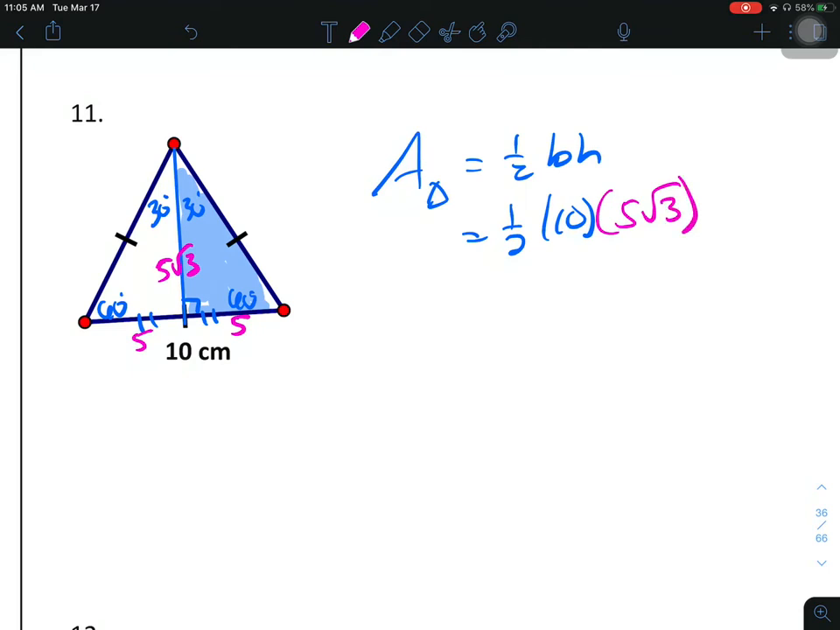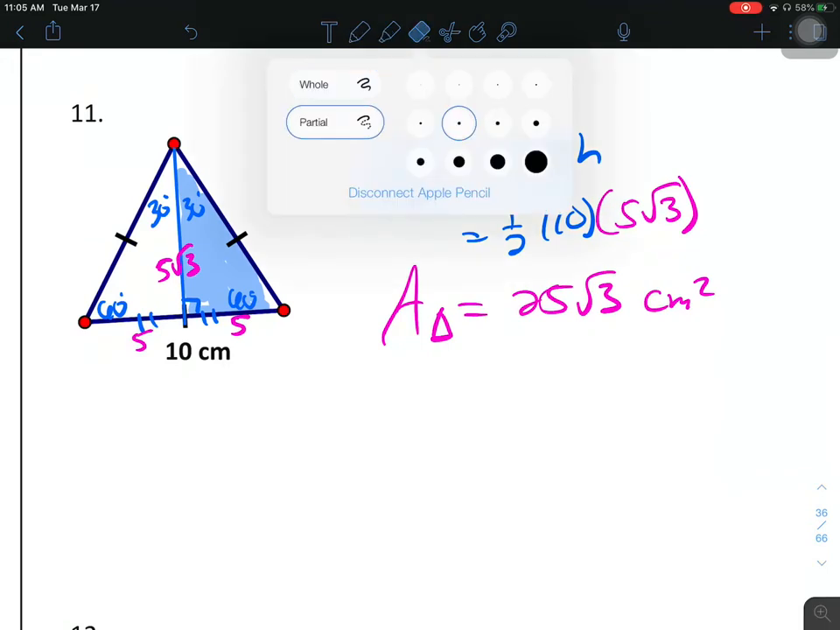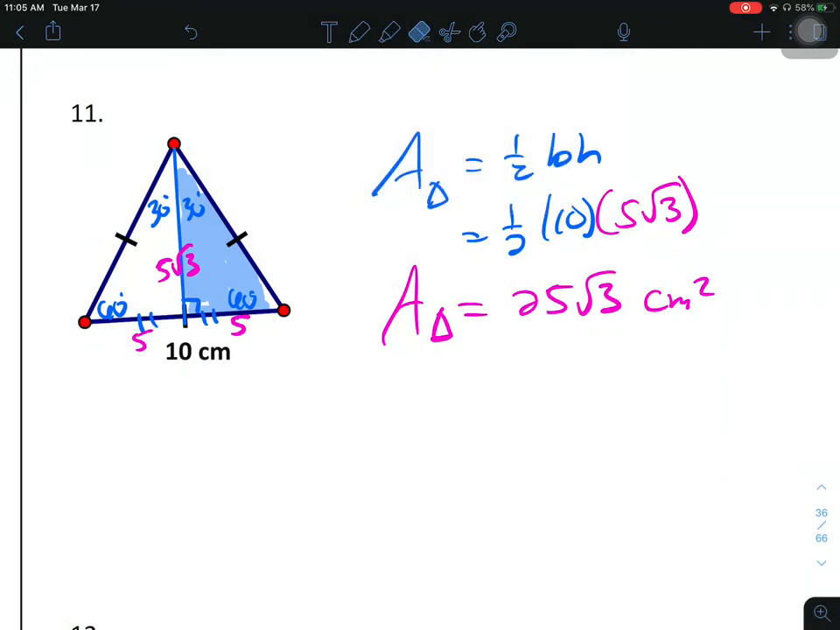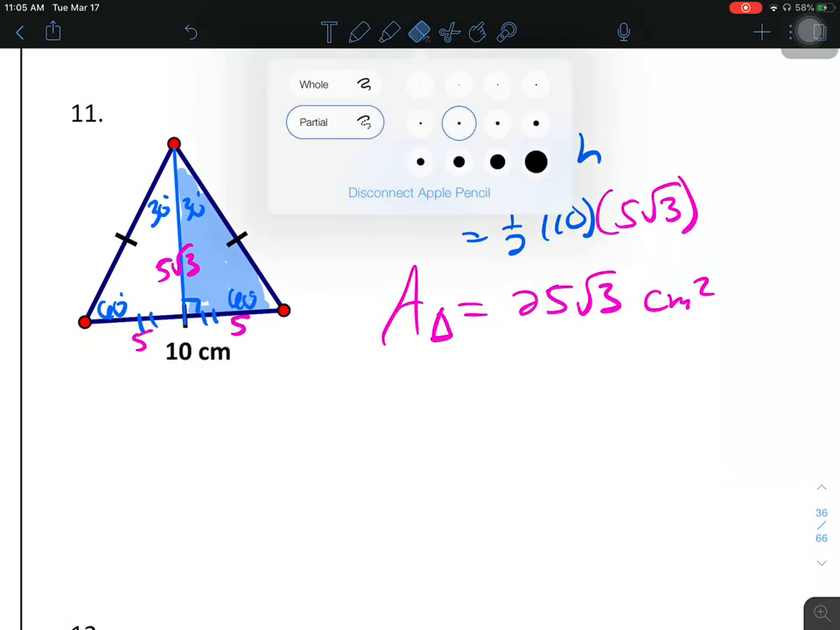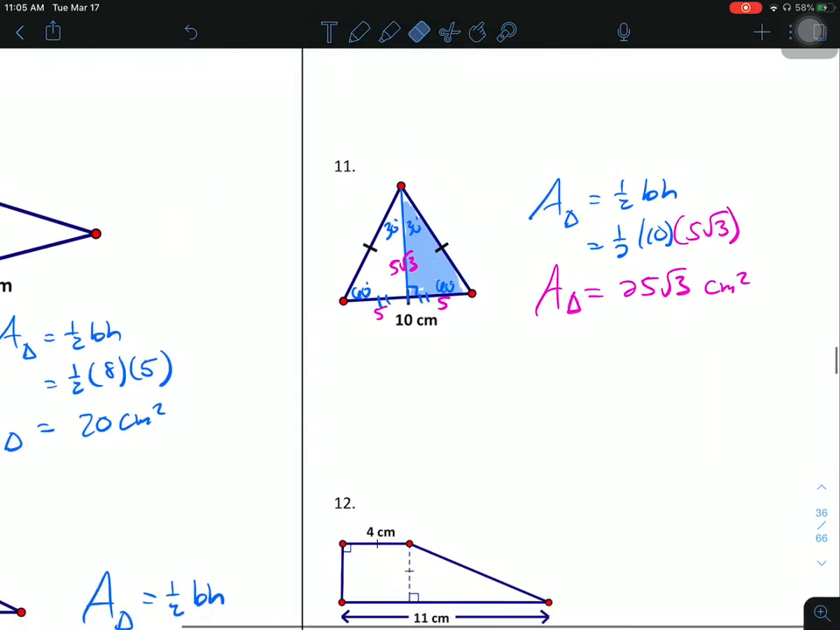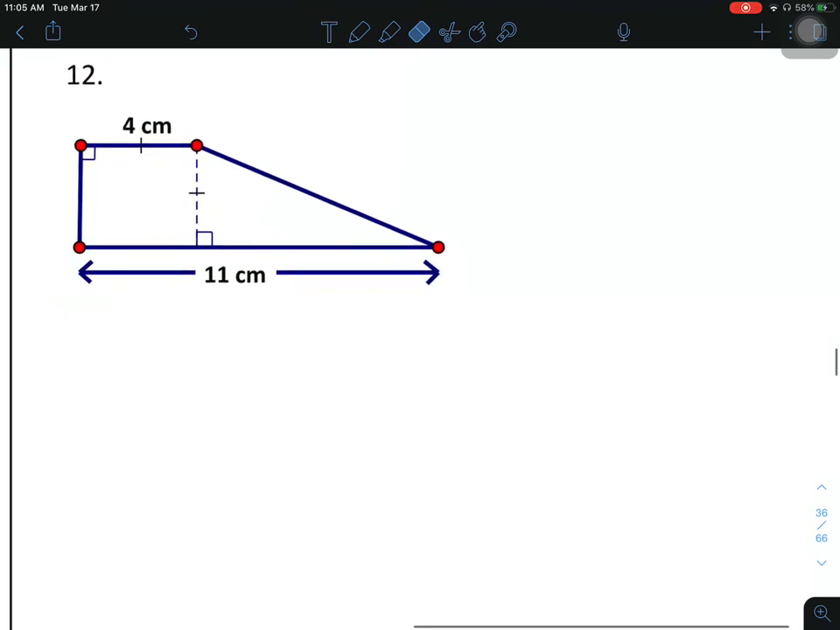Half of 10 is 5. 5 times 5 is 25. So the area is 25 square roots of 3 square centimeters. Number 12.